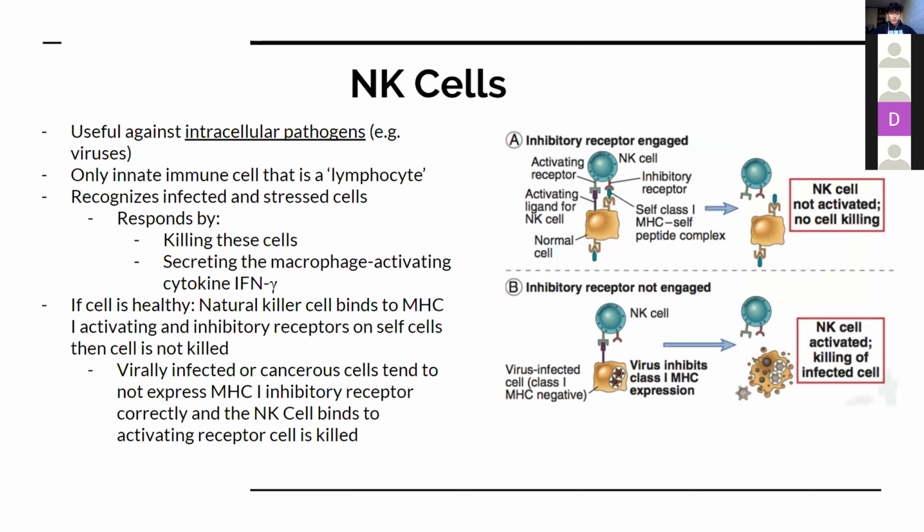If the cell is healthy, a natural killer cell binds to the MHC1 on that cell. Every single cell has MHC1, and that's basically a signal telling them I'm okay or not okay. Usually if it's normal, the NK cell will bind to the MHC1, see that it's being expressed, and it will not kill the cell. But if the NK cell binds and there isn't an expression of MHC1, that's a sign that the cell has been virally infected, and the NK cell will then kill the cell. Yeah. Okay, cool. Next slide.